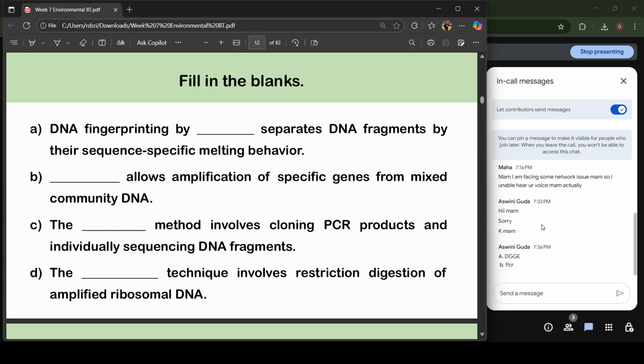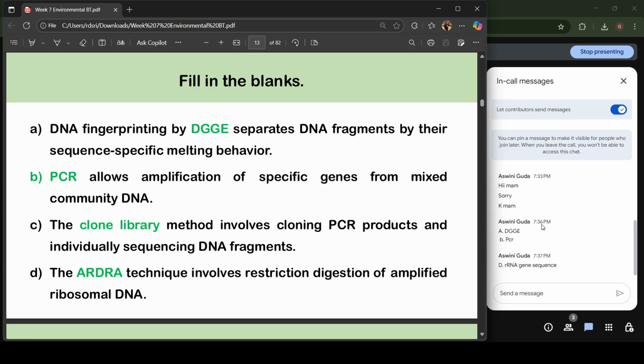So the answer for D is also another technique. So here are the answers. DGGE stands for denaturing gradient gel electrophoresis. Ideally, we have an electrophoresis gel which contains different concentrations of denaturing agent. So as the DNA moves through, the denaturing extent is also varying.